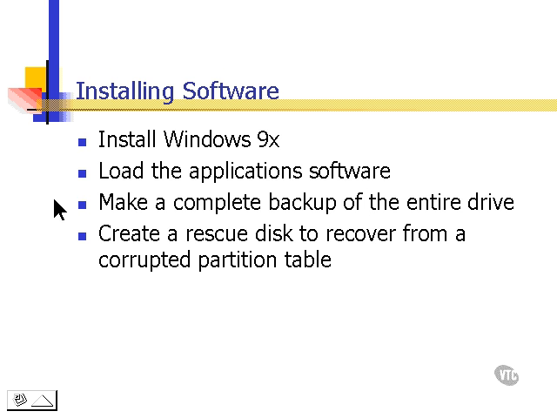So we want to have a complete backup of the entire drive if possible. A lot of times that's not possible, but at least a backup of what we can't live without and can't replace. That, in my opinion, is the only thing that you really need to back up, and that would be your data. We also need to create a rescue disk to recover from a corrupted partition table.